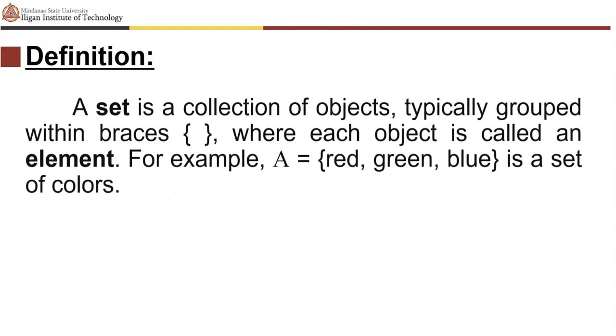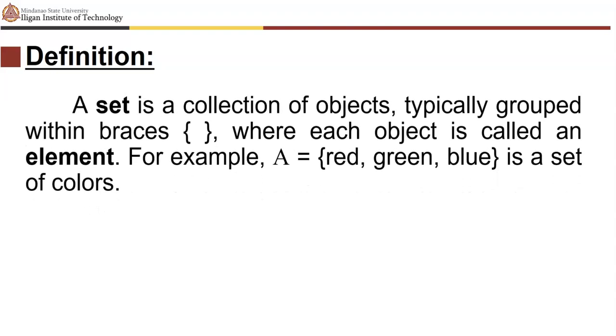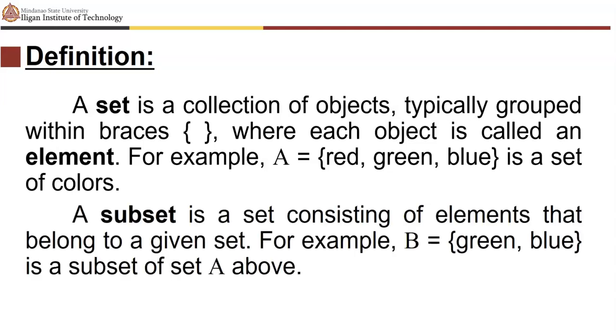The first definition is all about set. When you say set, it's actually a collection of well-defined objects. And within these braces, those are the elements of the set. For example, we have a set A which consists of red, green, and blue. This is a set of colors.